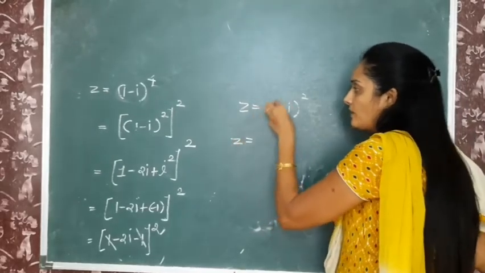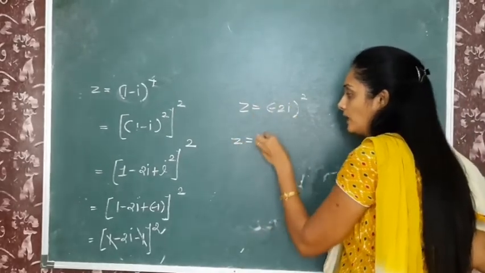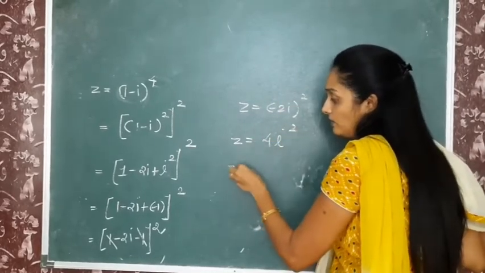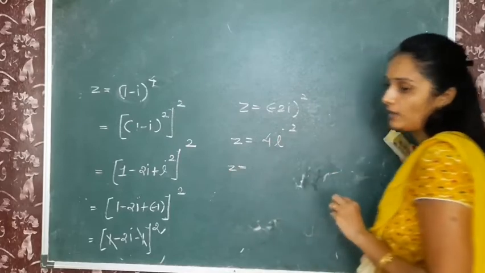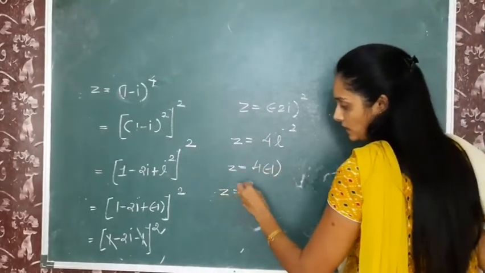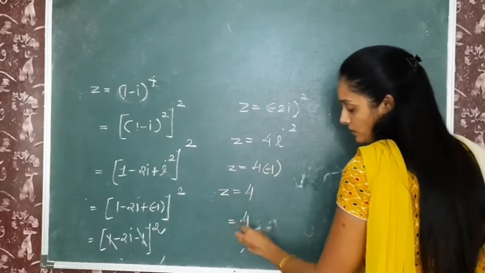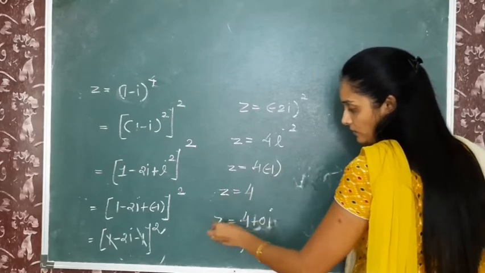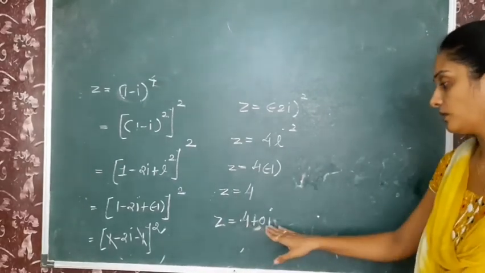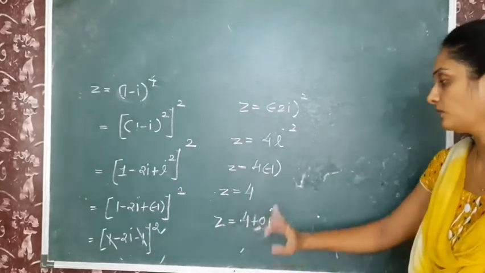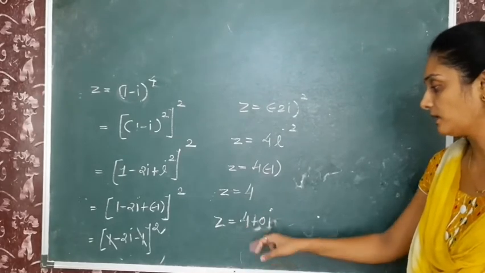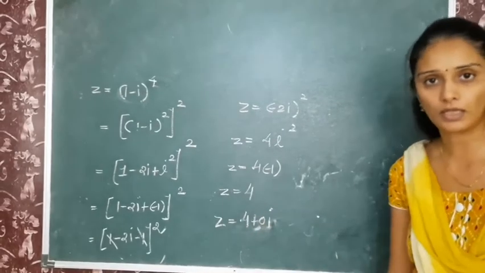And as you know, minus 2 whole square is plus 4 and i square. And when we see i square, we can replace i square by minus 1. So 4 into minus 1, so z is equal to minus 4. Here imaginary part is 0. So which is standard form, otherwise a plus ib form. a is equal to 4, that means real part is 4 and imaginary part b is equal to 0. Okay.